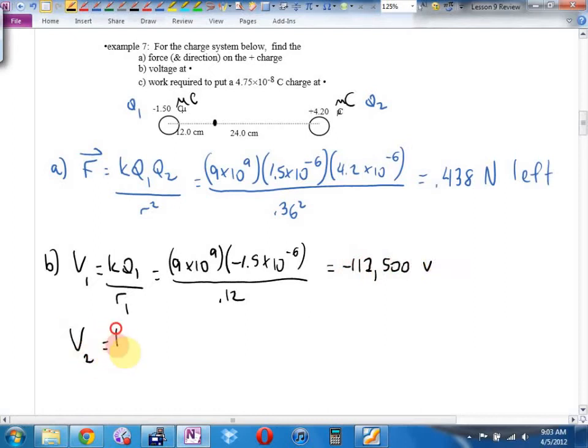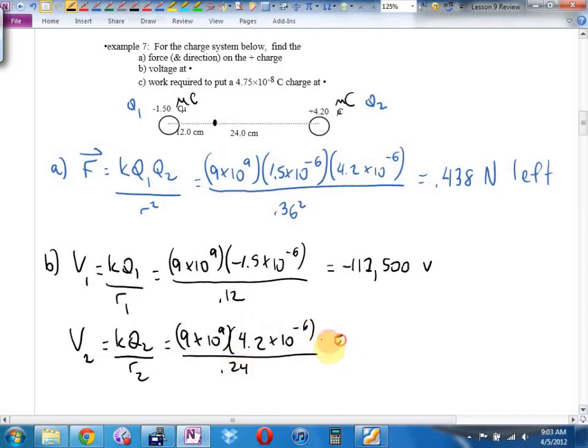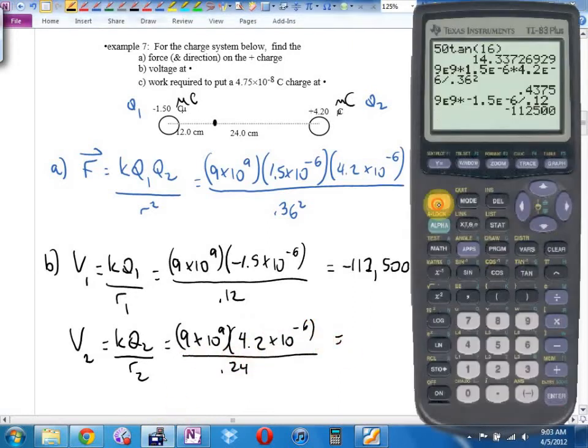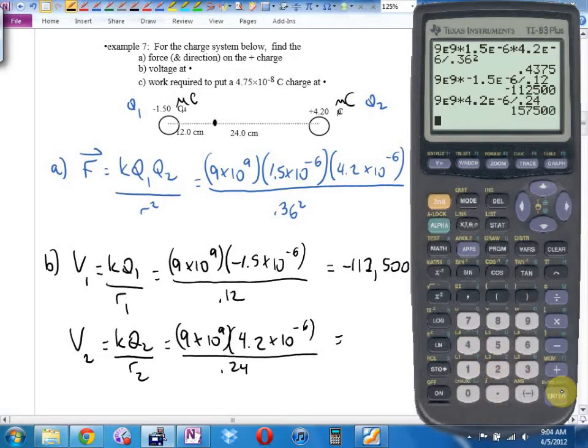The right-hand charge is also sending out a voltage. It's going to be 9 times 10 to the 9th, positive 4.2 times 10 to the negative 6 divided by 0.24. Get rid of the negative. 4.2 divided by 0.24. The right-hand charge is sending out a voltage, and at that location, its voltage is 157,500.